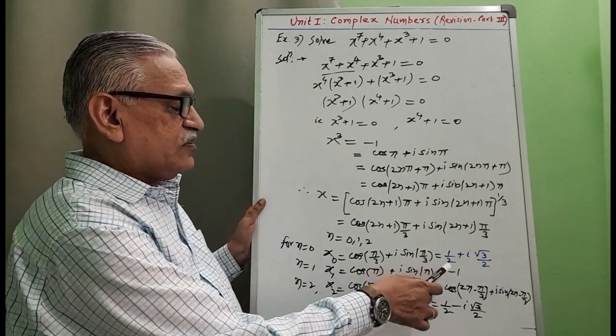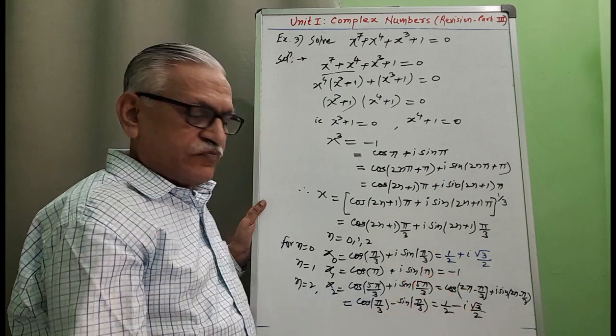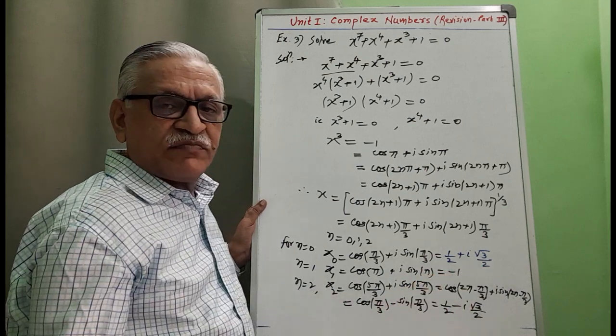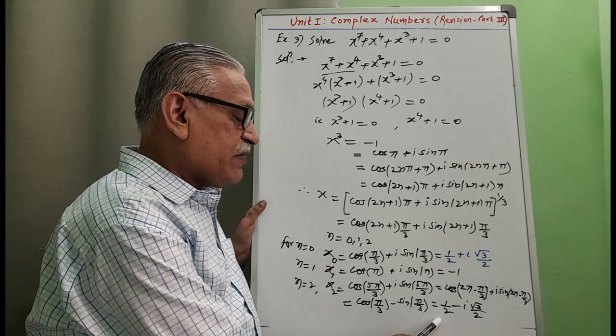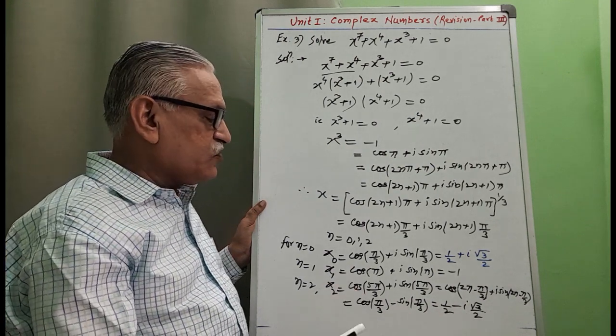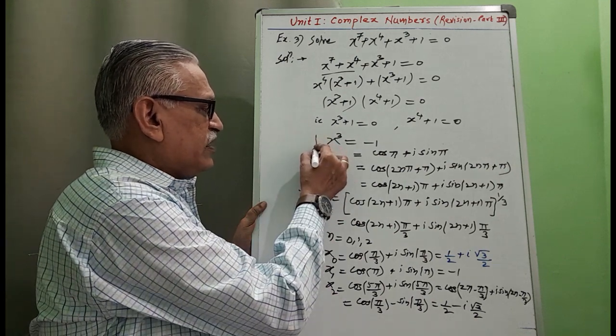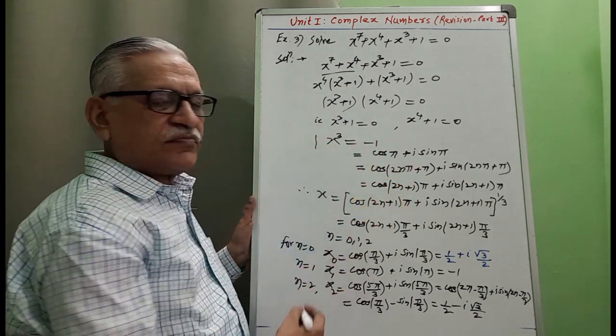Therefore these are the roots. First one is 1 by 2 plus i times square root of 3 by 2. Second value is minus 1, and the third value is 1 by 2 minus i times square root of 3 divided by 2. These are the values for the first equation, x cube is equal to minus 1.